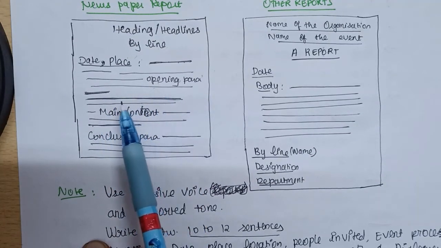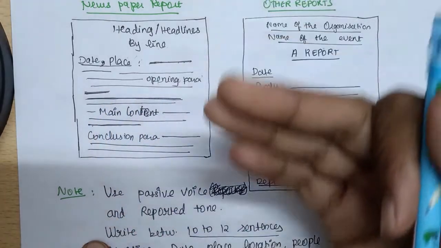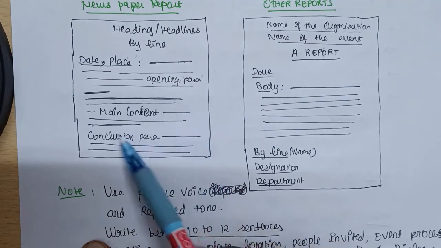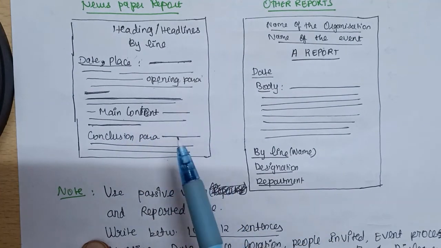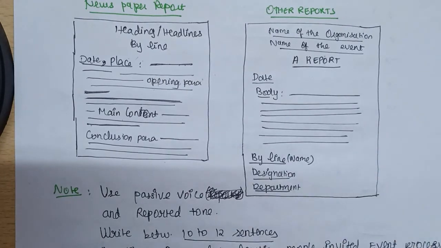Okay, and then the main content, you have to write whatever happened in that event, the complete whatever happened during the whole day or the whole event. And in the conclusion para, what you can come up with is that you can just say a few quotes. You can give a few quotes given by some person. Let's say one famous sportsman said some important dialogue in that particular meeting.